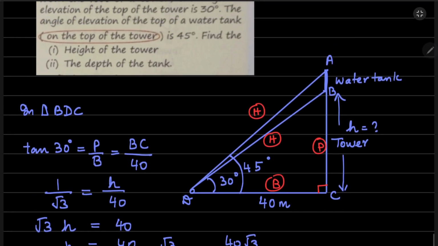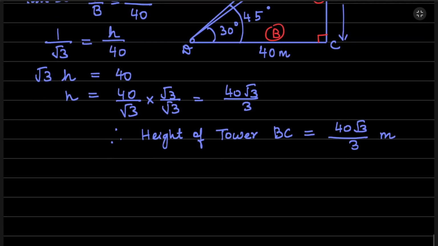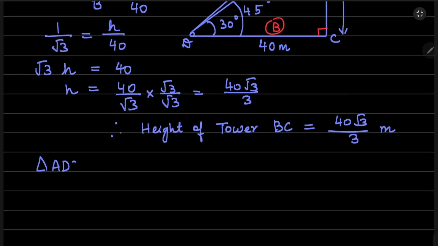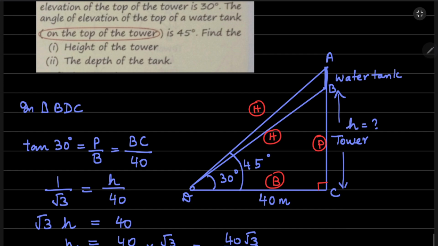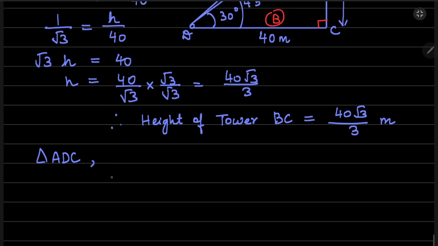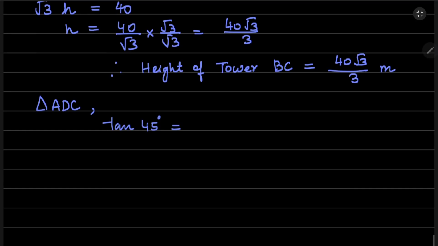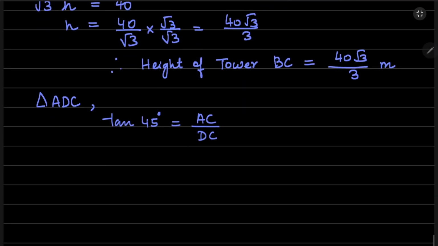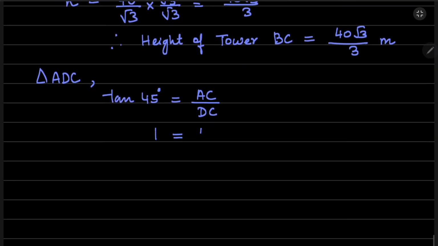What else are you asked? Find the depth of the tank. That means the AB is also asked. So let's take the bigger triangle ADC. In triangle ADC, you have to do the same thing. Tan 45 is equal to AC by DC. So we can just write tan 45 is equal to perpendicular AC by DC. What is DC? DC is 40. So tan 45 is 1, which is equal to AC by 40. So therefore, what do you get? AC equal to 40 meters.